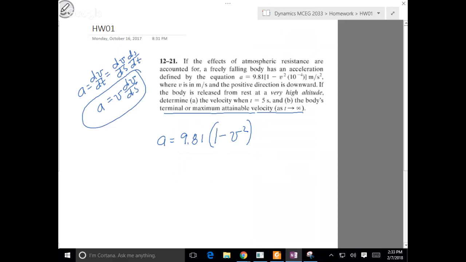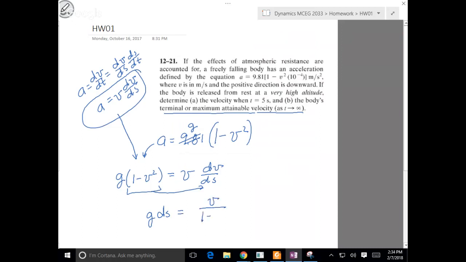He's got it as a function of velocity, so somehow I have to draw this and combine them. Instead of writing that, I'm going to say g. So g times 1 minus v squared is equal to v dv/ds. Now I think what I need to do is pull this underneath here. g ds is equal to, oh man, that's awful.